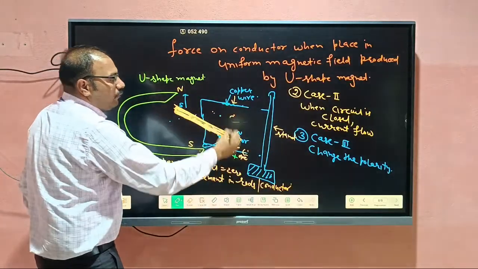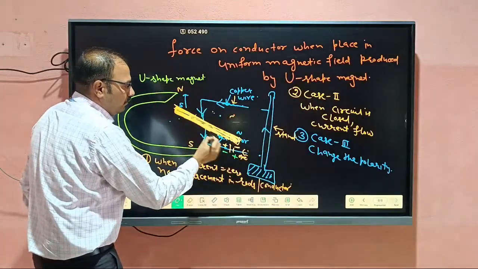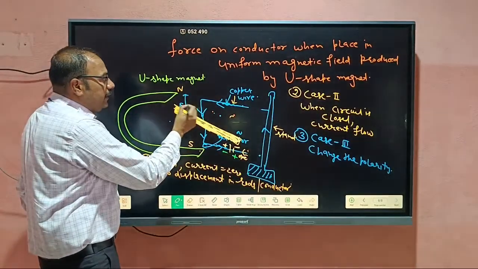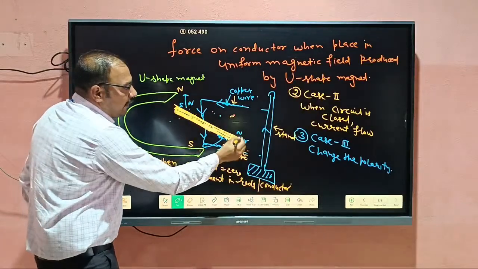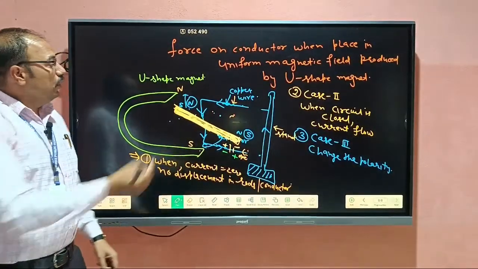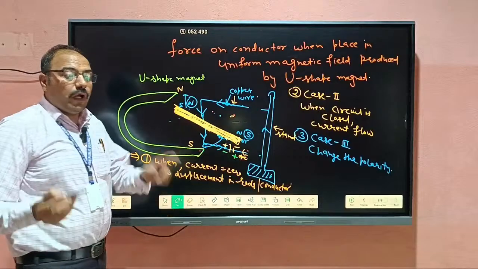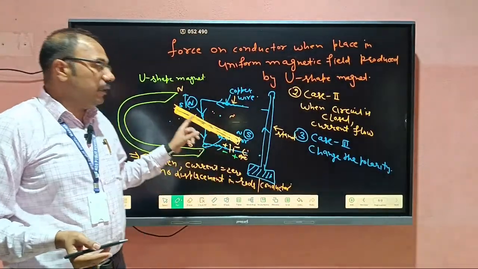So direction of current from positive to negative. So direction is reverse. If direction is reverse, this acts as a north pole and this acts as a south pole. So again, north repels north and south repels south. So again, displacement is observed in the rod and the position of the rod changes.